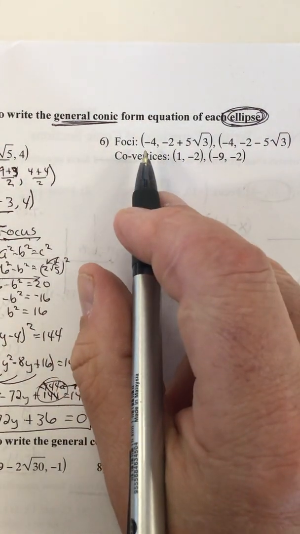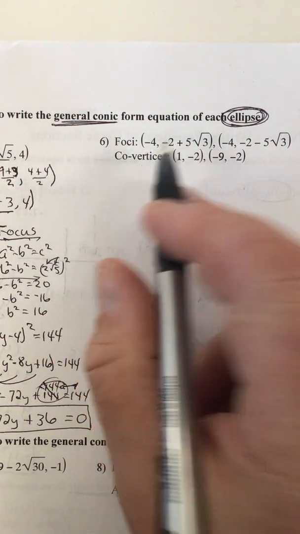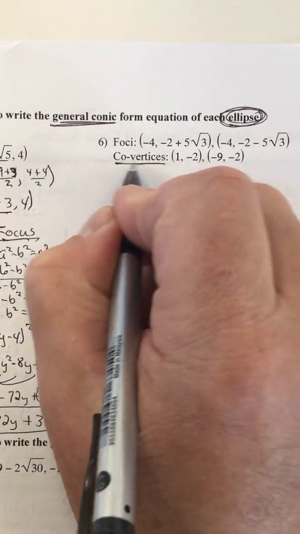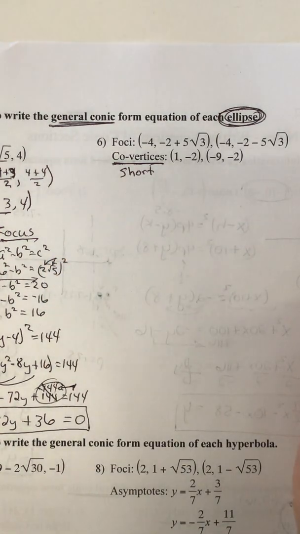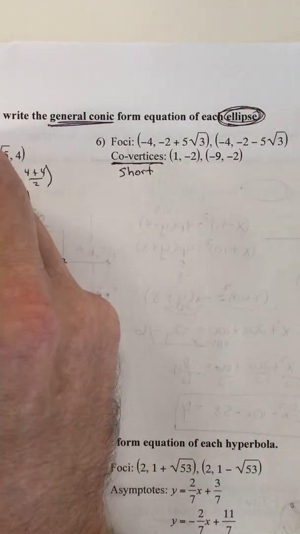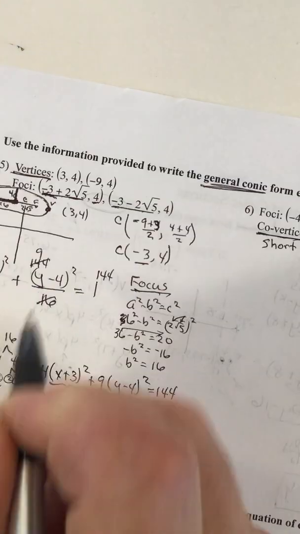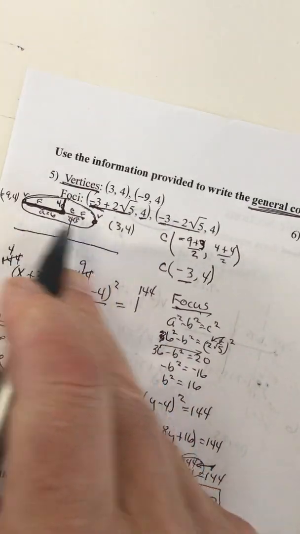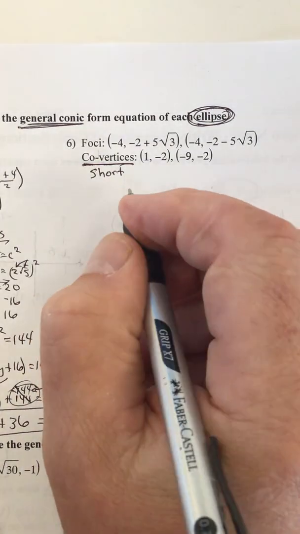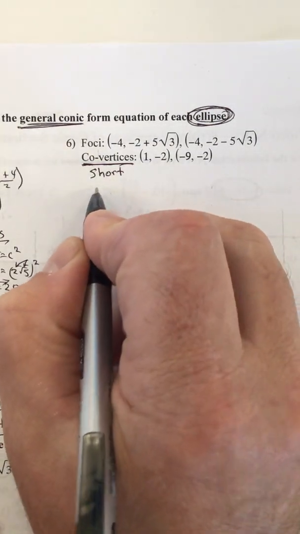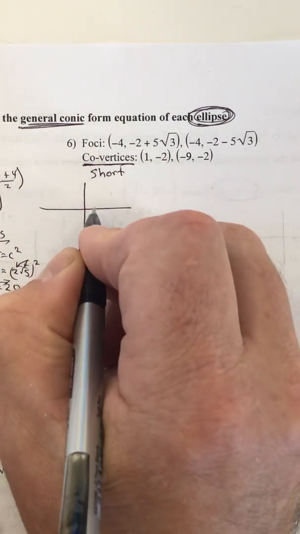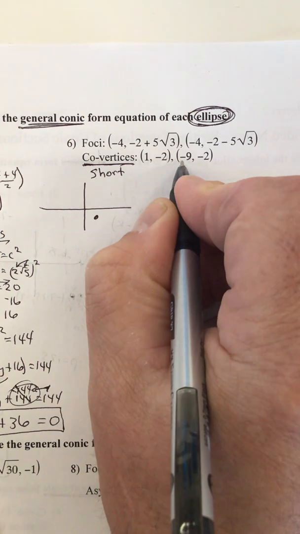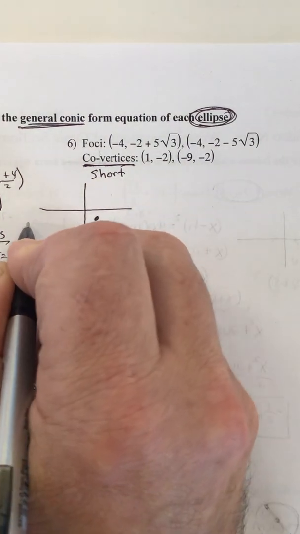Okay, so we're dealing with an ellipse again. So let's see, co-vertices means the short ones. Vertices, if it just says vertices like here, that means the long ones. So what the next one's giving us are the two short ones. Okay, well let's take a look where they are. Okay, 1, negative 2, and negative 9, negative 2.